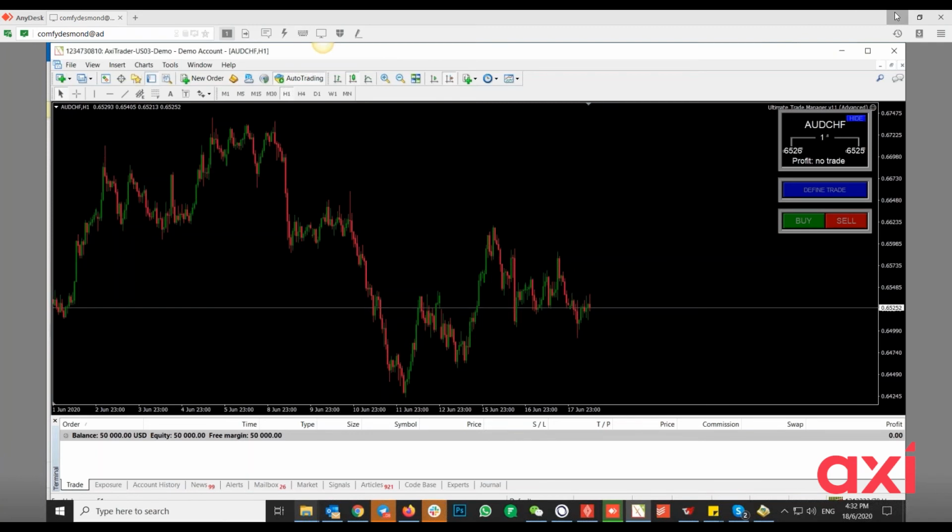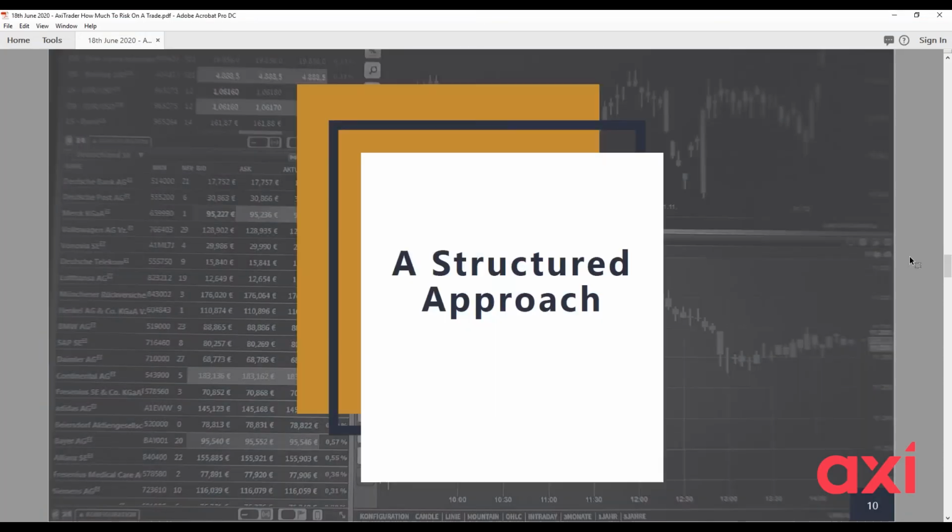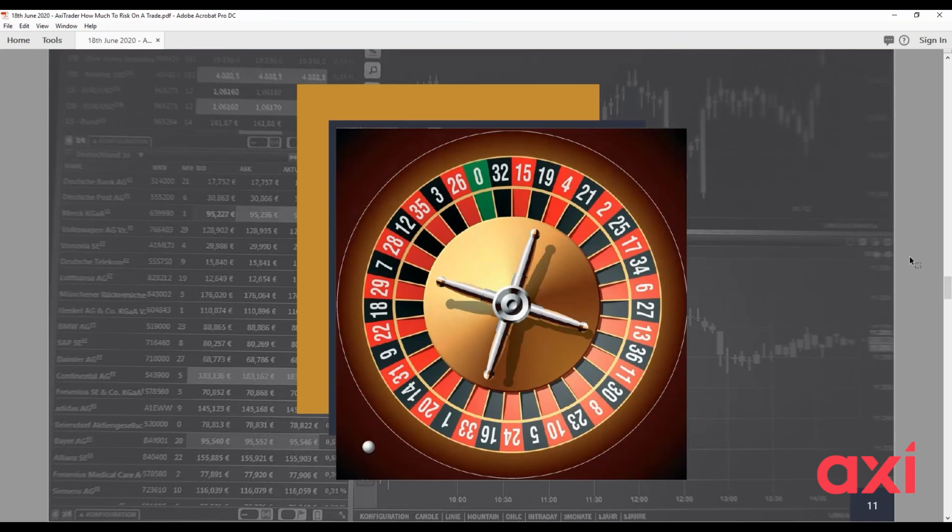Okay. So now moving on. A structured approach to deciding how much we should risk per trade. So this is a roulette table. It's one of my favorite games. There is black and there is red. So in roulette, you can choose to bet on black or red.